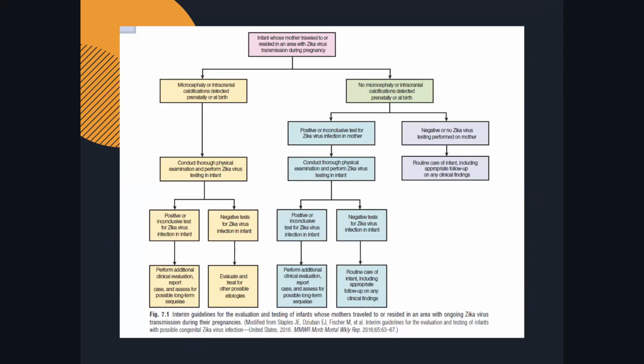These are the interim guidelines for the evaluation and testing of infants whose mothers traveled to or resided in an area with Zika virus transmission during pregnancy. If the infant had microcephaly or intracranial calcifications detected at birth, then the guidelines suggest conducting a thorough physical examination and performing Zika virus testing in the infant. If the test is positive or inconclusive for Zika virus infection, then perform additional clinical evaluation, report the case, and assess possible long-term sequelae.